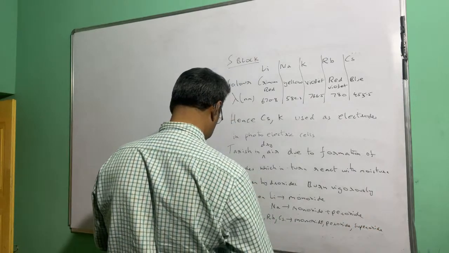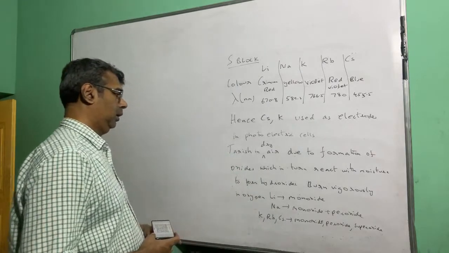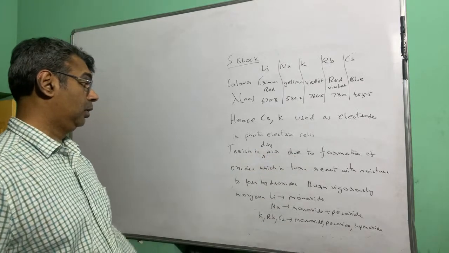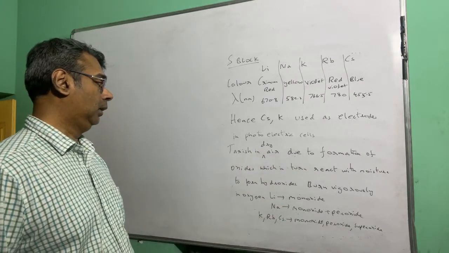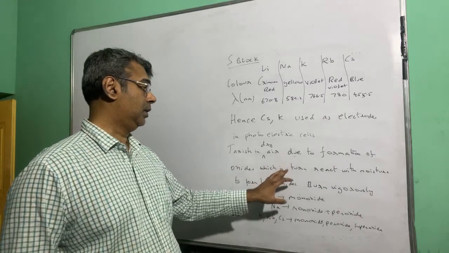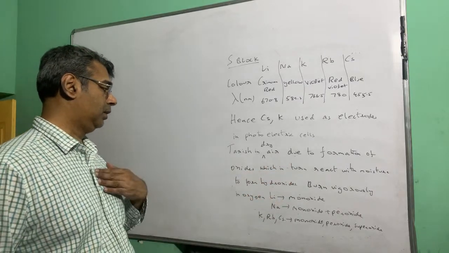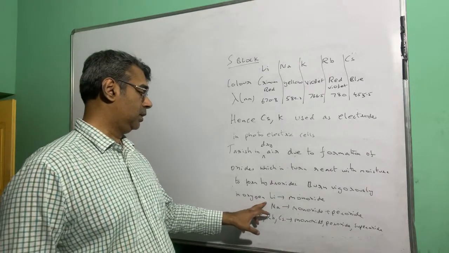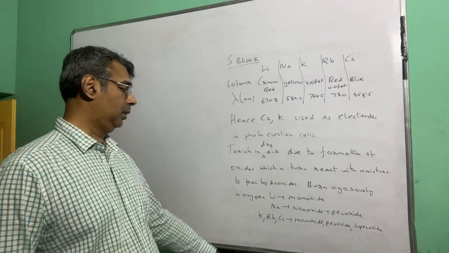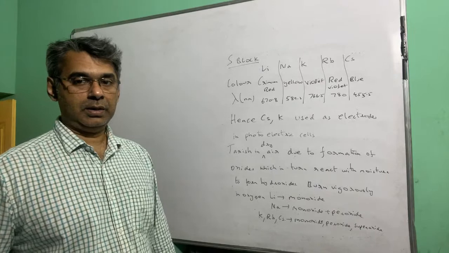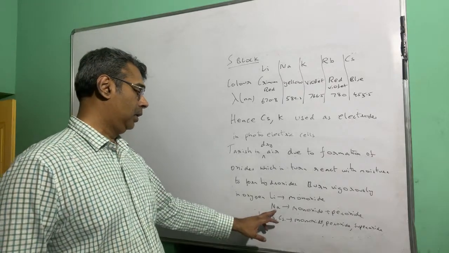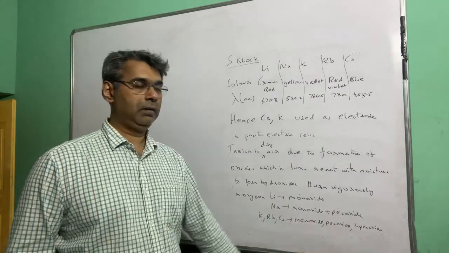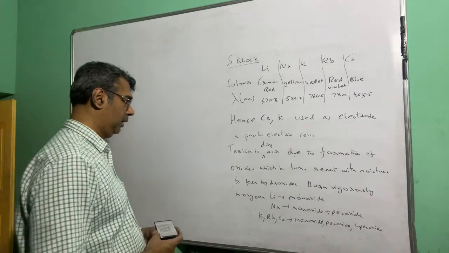Okay, they have a tendency to tarnish in dry air due to the formation of oxides, and the oxides react with moisture to form hydroxides. And one more thing is that they burn vigorously in oxygen. On burning in oxygen, lithium gives only monoxide, sodium gives both monoxide and peroxide, and potassium, rubidium, and cesium give monoxide, peroxide, and superoxide, all the three.